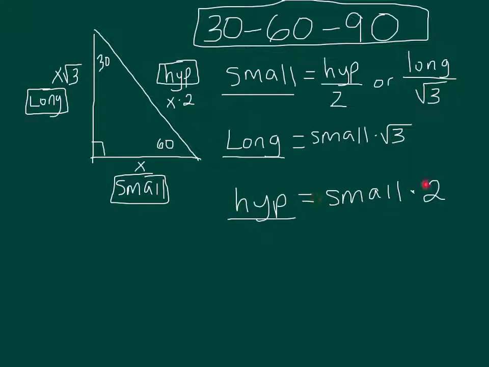And we know that the hypotenuse is the small times 2. And last but not least is the long leg. The long leg is going to be whatever the small leg is, which in this case is x, times radical 3. So if the small leg is 5, the long is going to be 5 radical 3. If the small leg is 20, the long leg is going to be 20 radical 3. And we'll get into these more as we go. I'm going to give you some examples.